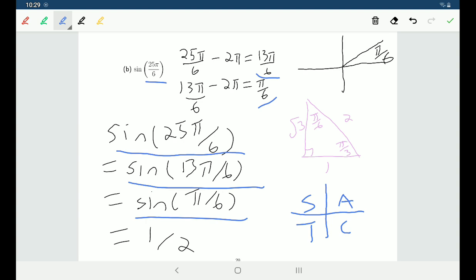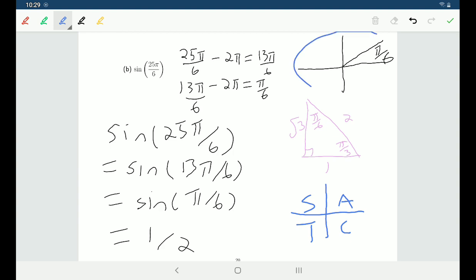So now my plan is, let's find sine of pi over 6. And I've made my drawing. Pi over 6, we know what that is. That's basically 30 degrees in quadrant 1.